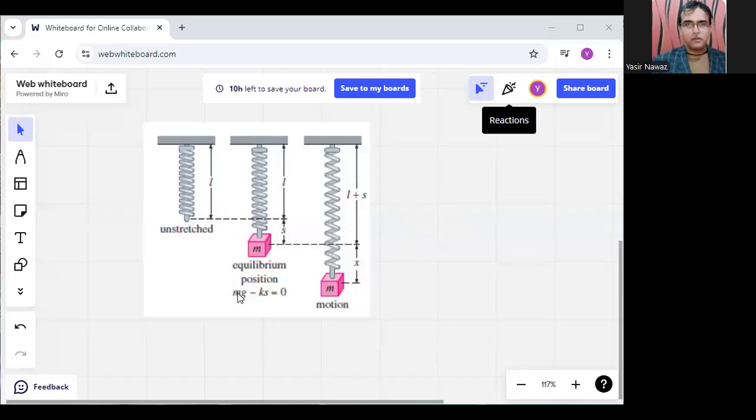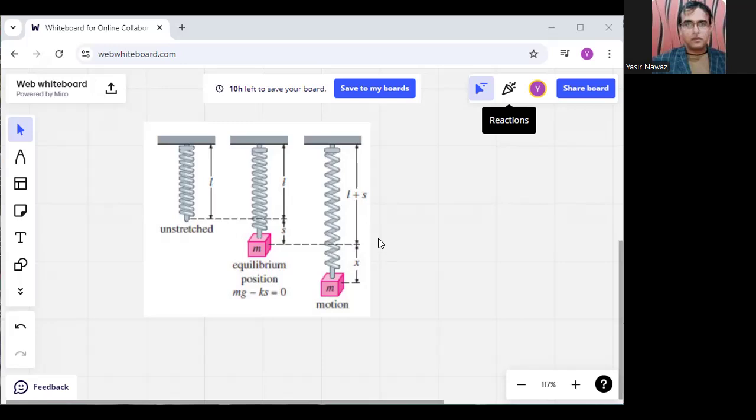One force acting is W equal to mg. The other force acting is F equal to minus Ks. So both forces balance each other. And the third situation is when there is a motion.